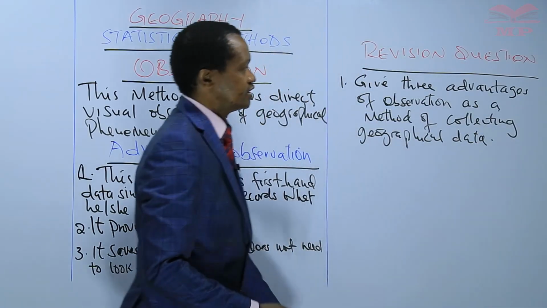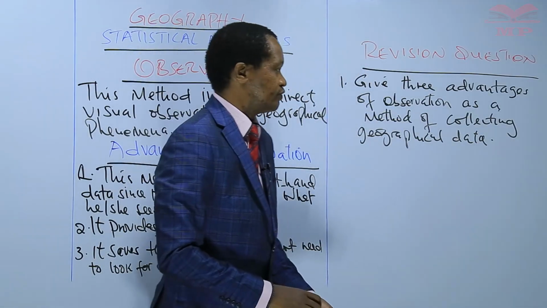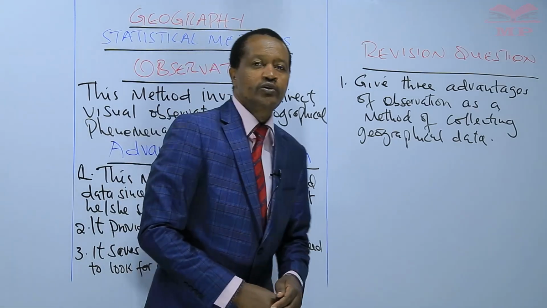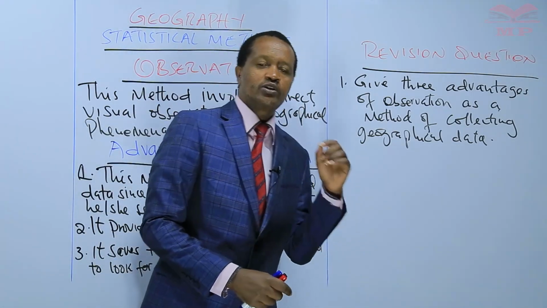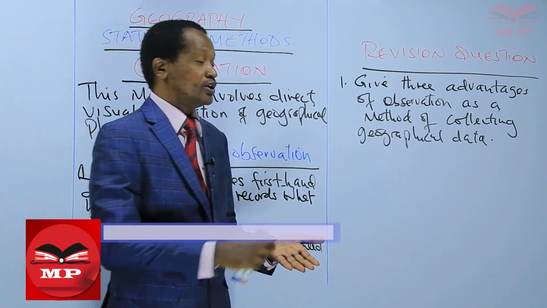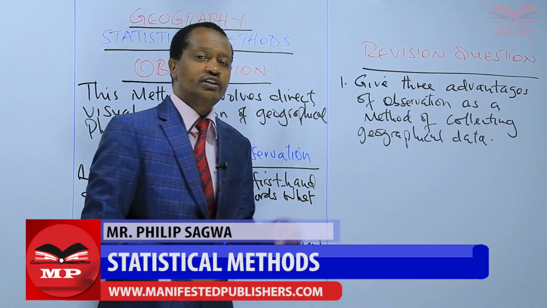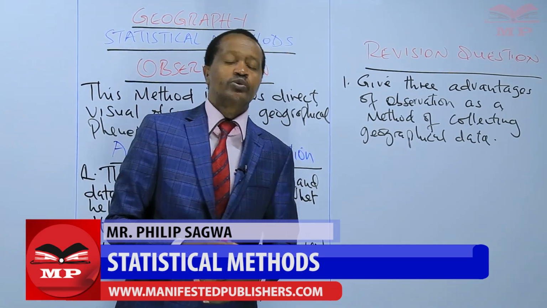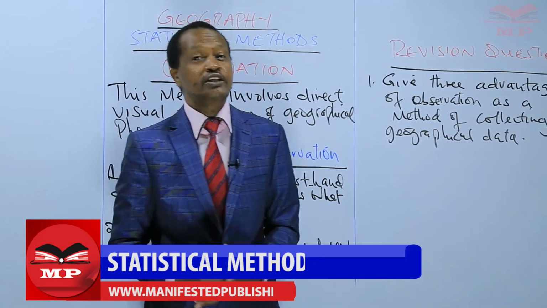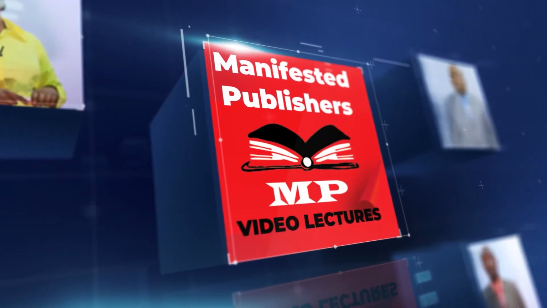Give three advantages of observation as a method of collecting geographical data. When answering the question, please close your notes, close the video, and try to see if you can remember the advantages from your memory. Thank you for attending our today's lesson. In our next lesson, we are going to study disadvantages of observation.